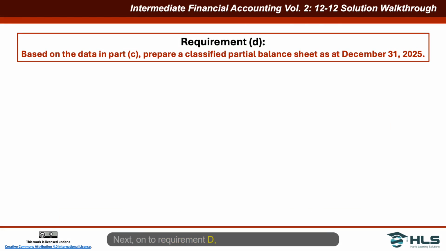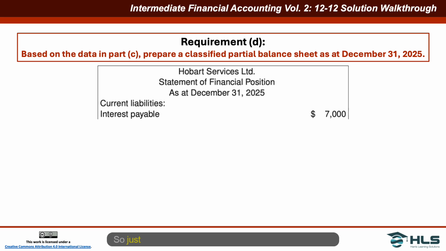Next, on to requirement D, where based on the data in Part C, we're asked to prepare a classified partial balance sheet as at December 31st, 2025. So this is going to be under the straight line method. So just like under IFRS, the company will have a current liability for interest payable of $7,000.